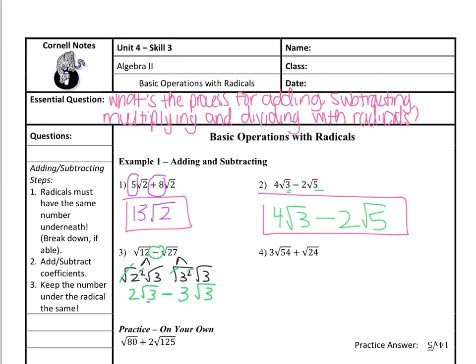Now I see that the numbers under the radical are the same, so I take my coefficients and I add or subtract them. In this case it says subtraction. 2 minus 3 is negative 1, carry down the radical. Negative 1 square root 3.